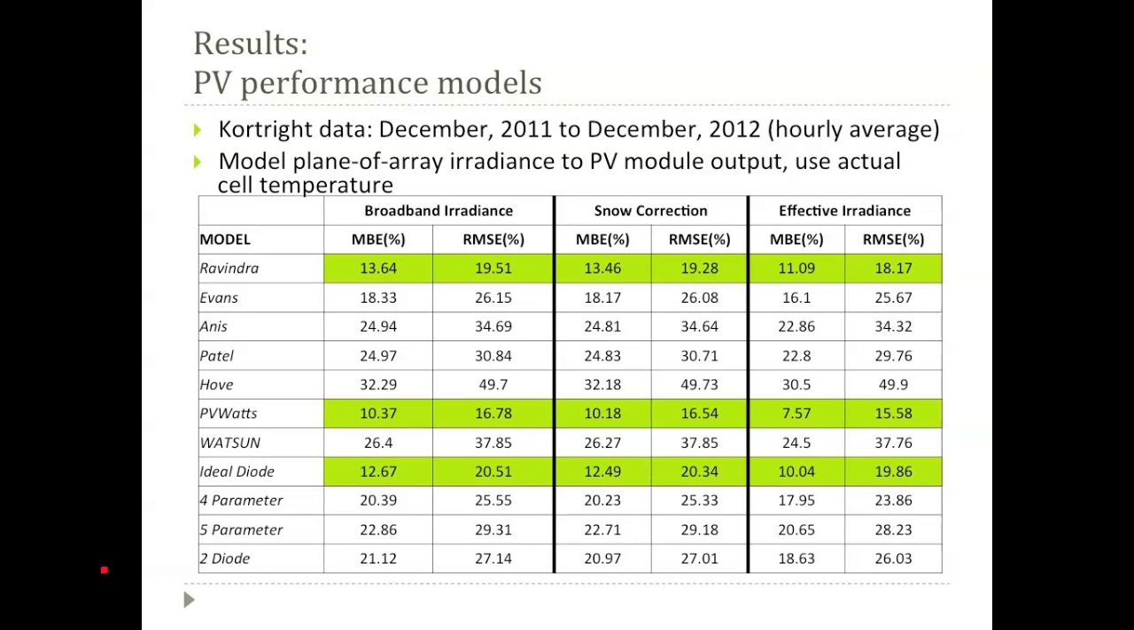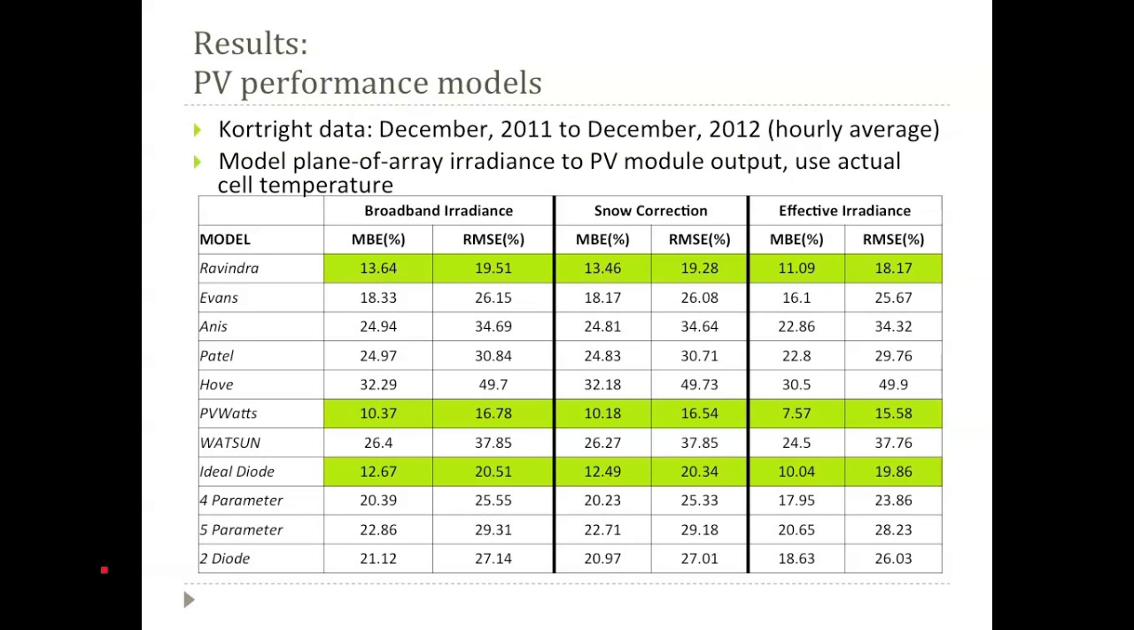For the PV performance models, this is switching to Kortright Center data. And I've shown 3 different irradiance inputs to the models. The first is the broadband measured irradiance on the plane of array. The second is corrected for snow cover. My colleague Rob Andrews, who's working on this, has published on snow cover modeling. And the third is effective irradiance, so accounting for reflection losses due to the incidence angle.